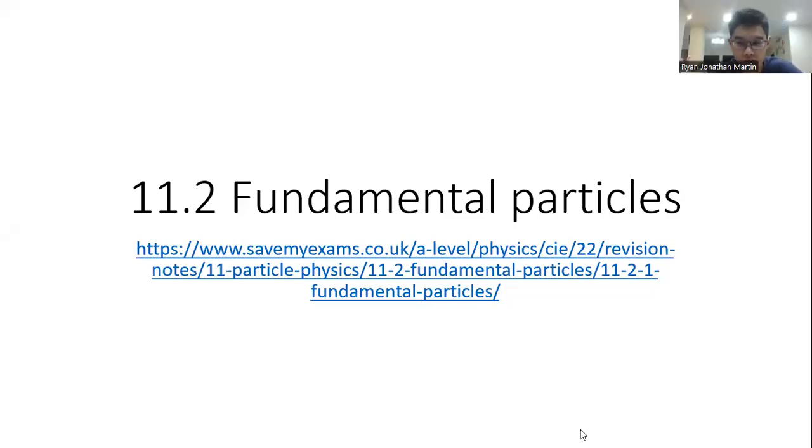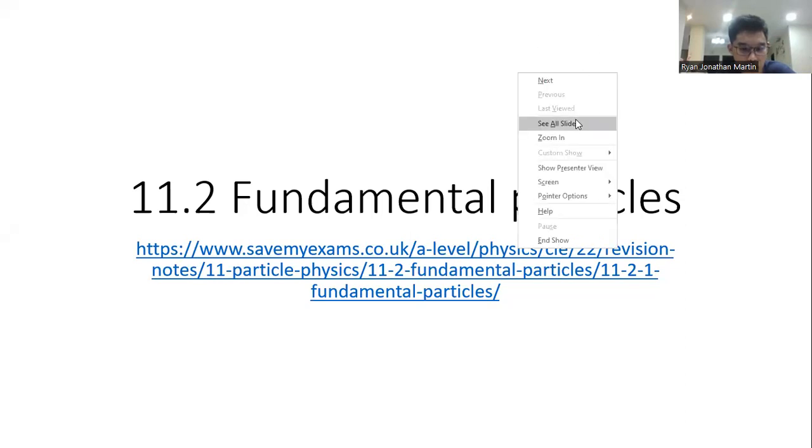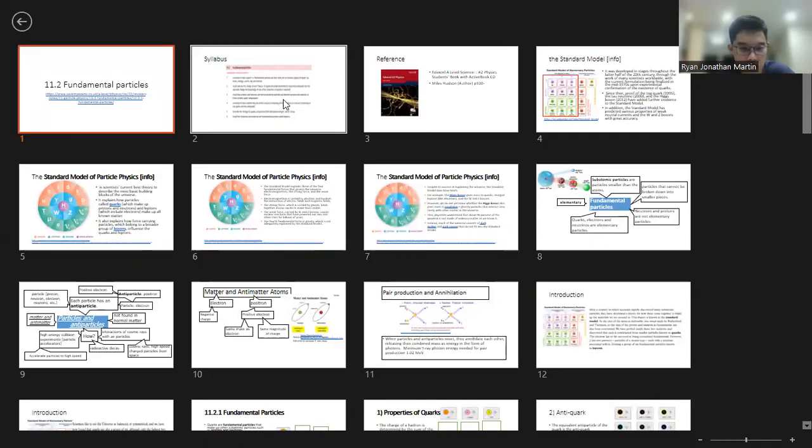Okay, 11.2 fundamental particles. This only started about more than 5 years ago. So earlier people were fine, except your new syllabus requires slightly more. Okay. That's your syllabus.